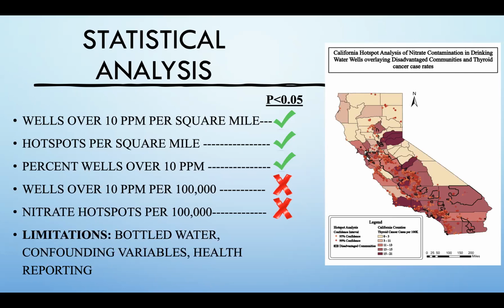People may be relying on bottled water, not drinking the tap water. They may also have some drinking water treatment from their wells, or at their household level. And with health reporting, especially in disadvantaged communities, not everyone has health care, especially maybe undocumented people. So there may be incidents of thyroid cancer that are not getting reported to public health authorities, and their quality of healthcare might be lower, not detecting thyroid cancer.